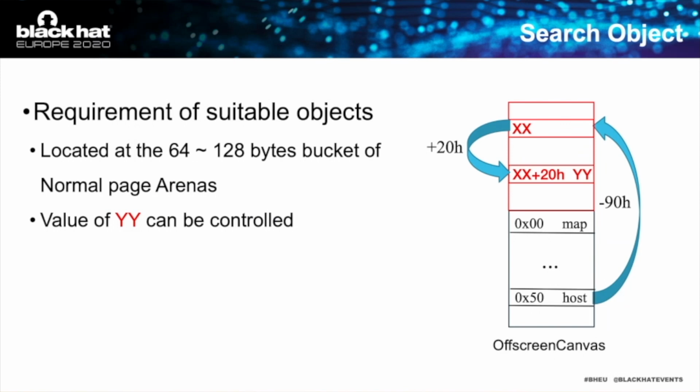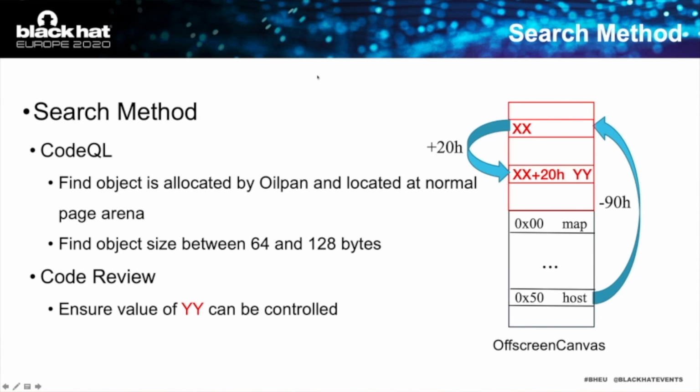The size of OffscreenCanvas is 0xC0, so we have to find an object located in the 64 to 128 bytes bucket, normal page arena. Another requirement is that the value of YY can be controlled. How to find it? We can use CodeQL to find objects located in the right memory bucket. Then we have to review the source code to confirm whether the value of YY can be controlled.